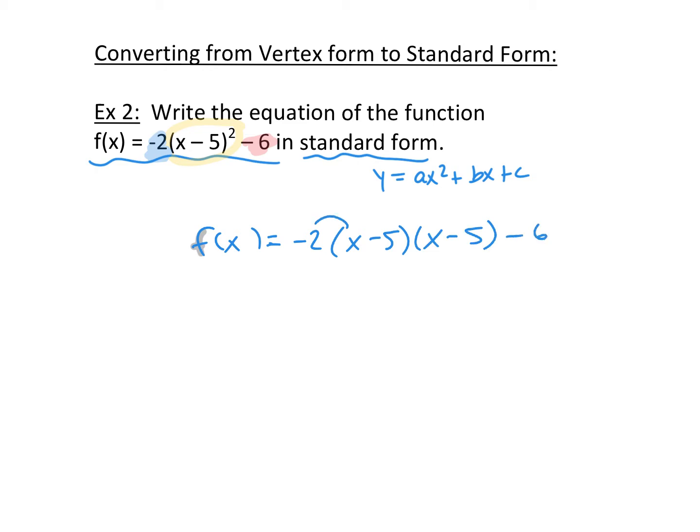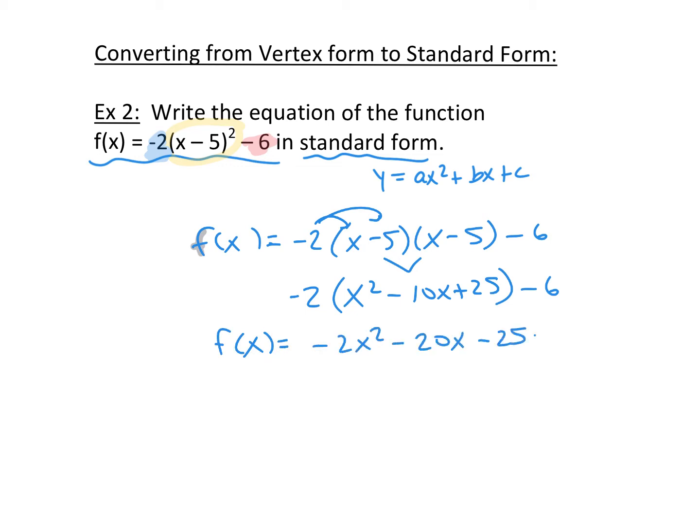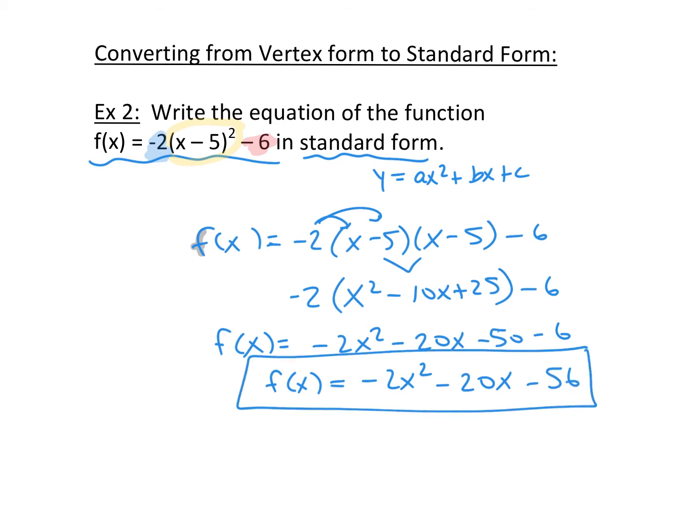Now you could distribute the -2 in first if you want. It'll go into the first set of parentheses only, remember, but I'm going to FOIL first. This gives me x squared minus 10x plus 25. And then I'll distribute the -2, and then I'll subtract the 6. Any order is fine. So I have -2x squared minus 20x minus 25, and then minus the 6. So in standard form, y equals -2x squared minus 20x. Oh, sorry. Calculation error. This is -50 minus 56. And that's my equation. Same formula, same equation, same function, but now written in standard form.